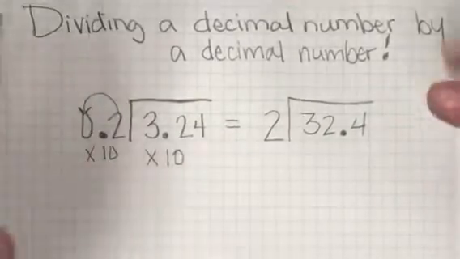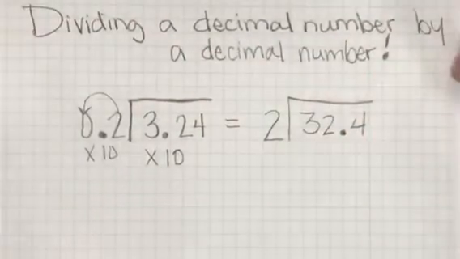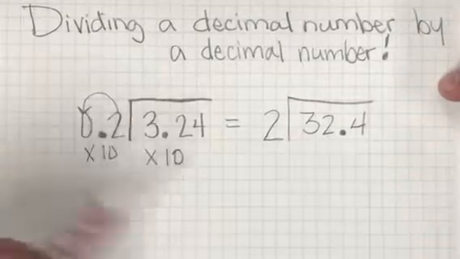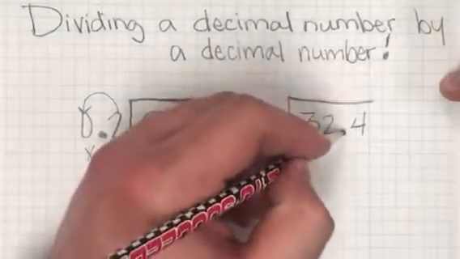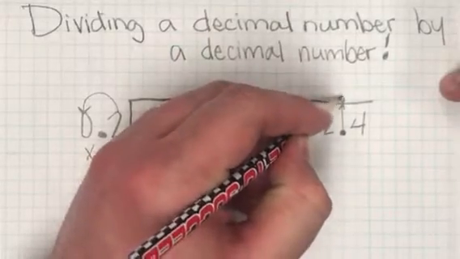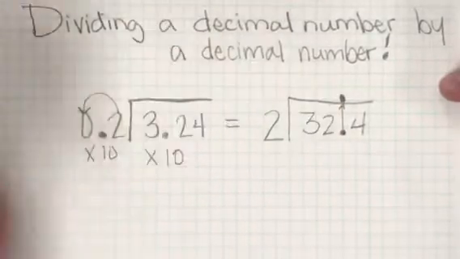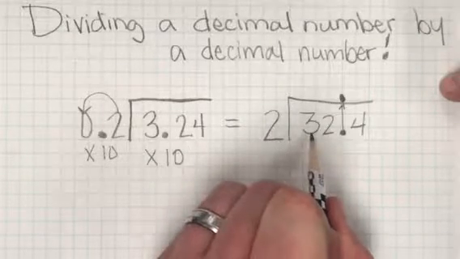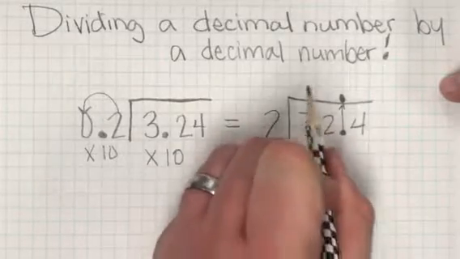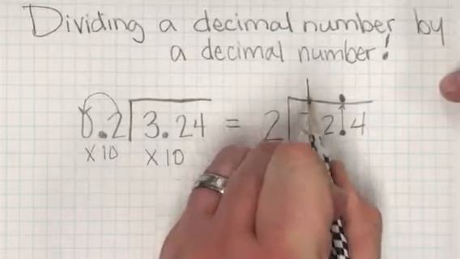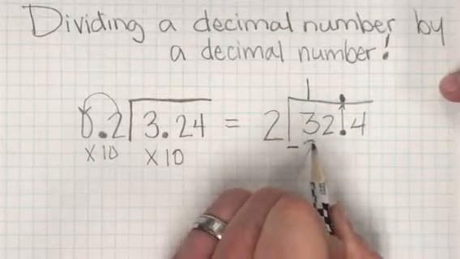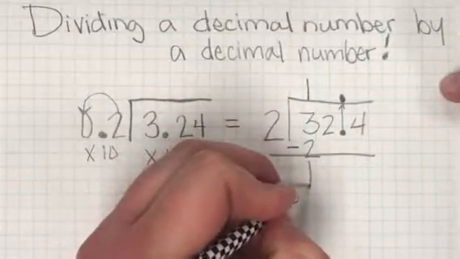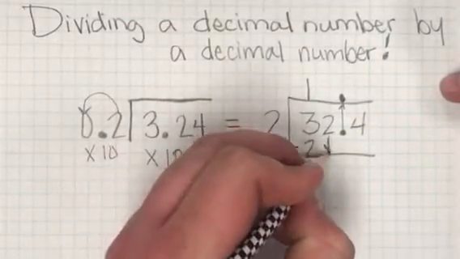Now that we've gotten rid of that decimal, we can go ahead and do our division just like you did in the last video. So I take my decimal, I move it straight up, I write it in, and now I do my digit by digit dividing. 2 can go into 3 one time. So I write that right above that 3. Be very careful with where you're placing those numbers, boys and girls. I subtract. That's a difference of 1. I bring down my 2.